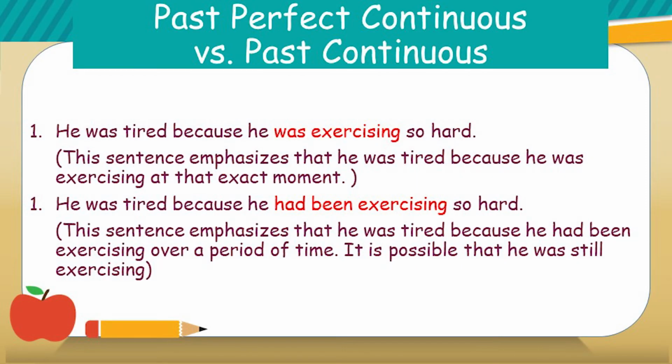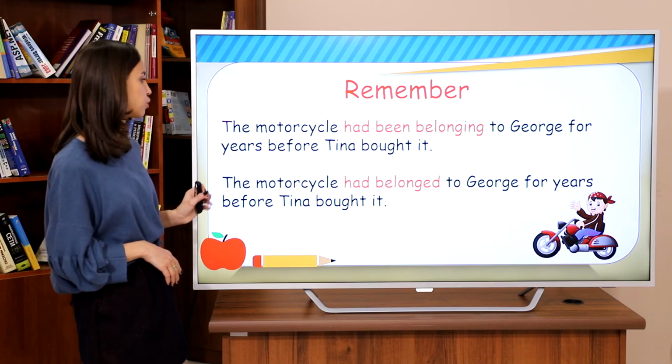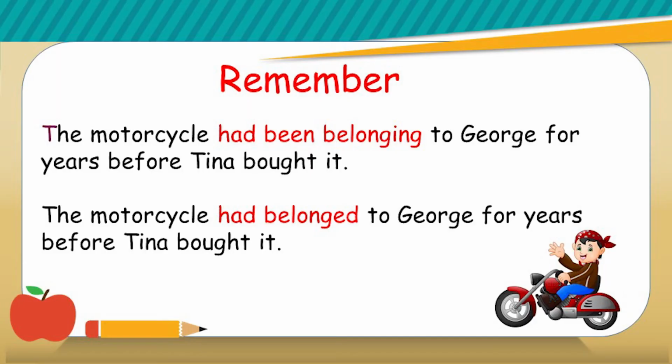So, let's remember. The motorcycle had been belonging to George for years before Tina bought it. The motorcycle had belonged to George for years before Tina bought it. Look at this. Had been belonging, had belonged.